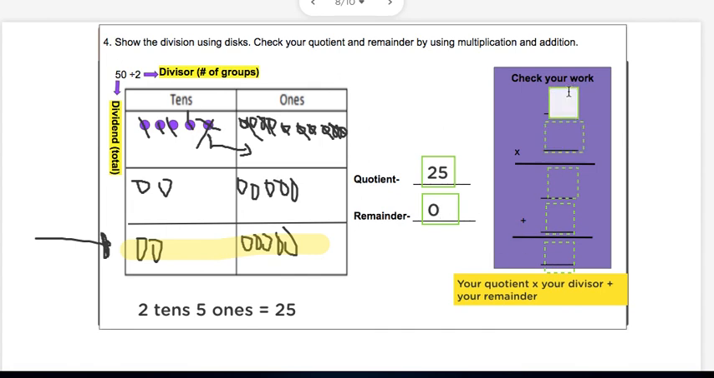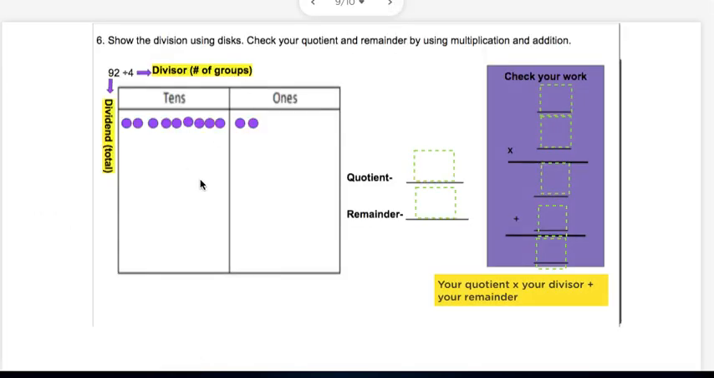Now let's check our work. Take our quotient times our divisor. What's my quotient? Good, 25. And what's my divisor? 2. 25 times 2. If you're stuck, think about a quarter. A quarter is 25 cents. If I have 2 quarters, how much money do I have? Good job, 50 cents. Plus my remainder, which is 0. 50 plus 0 is? Good, 50. Does my answer match my total? Then I'm good to go.